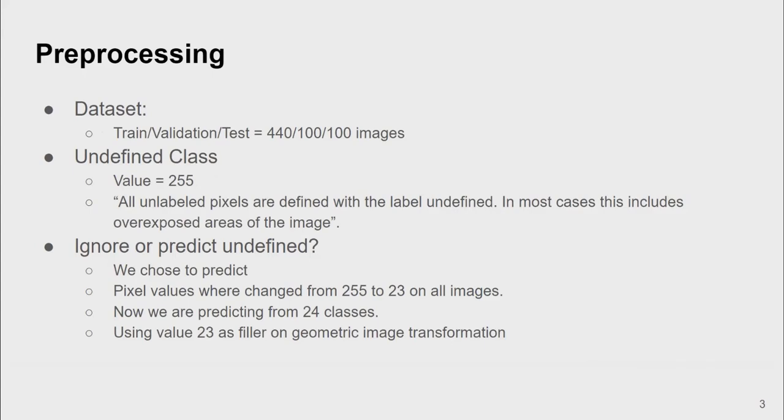We tested both ignoring and predicting an undefined class. What we found out is that predicting the undefined class yielded the best results. So for every single image in the data set, we changed the pixel value of the undefined class to a pixel value of 23. And now we need to develop a network to predict 24 classes instead.